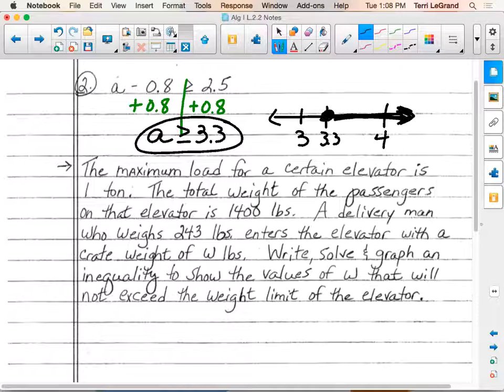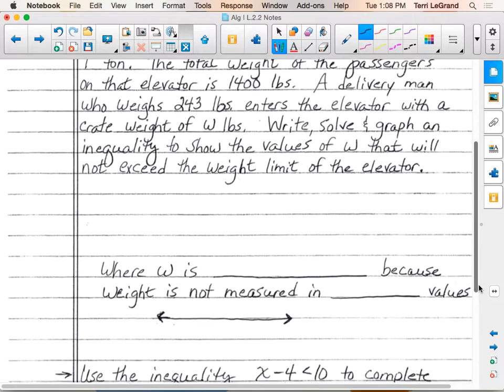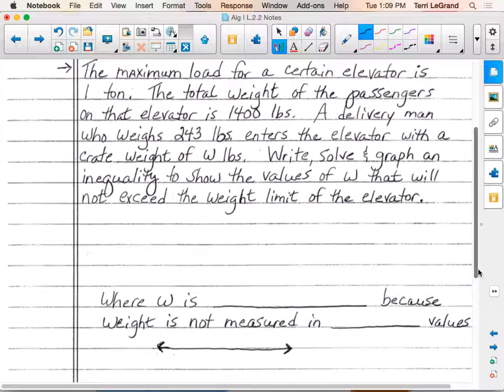Okay, let's go on to our next one here, where we're going to describe our variable, set up our own inequality, and show the solution also as a graph. So go ahead and read that to yourself. Maybe underlining, circling, picking out important pieces of information.